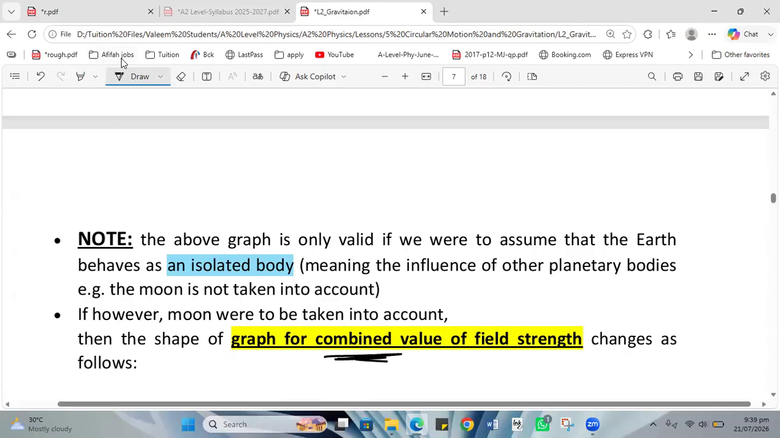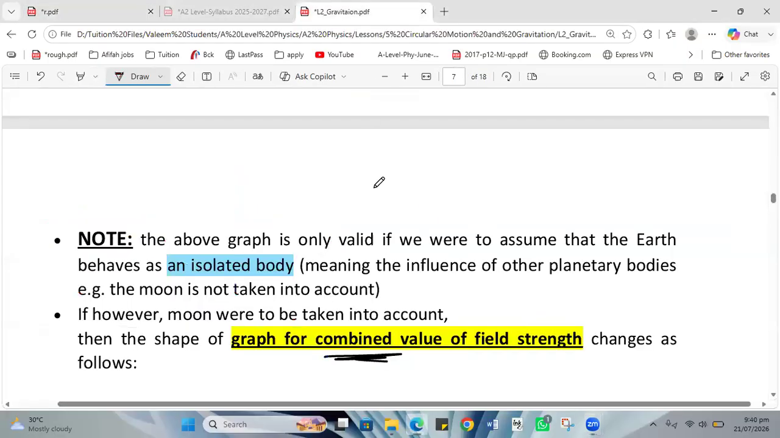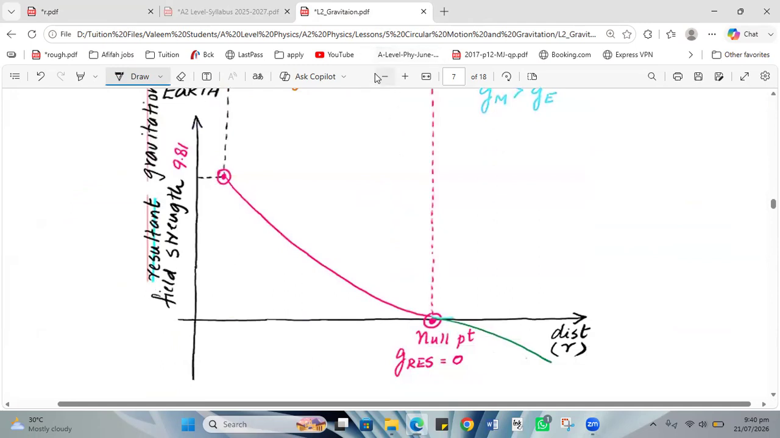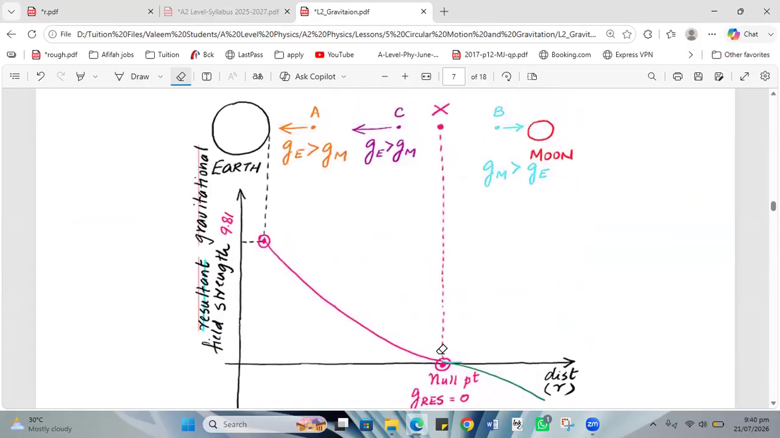This graph that we just went over was for isolated bodies. Now let's look at what if the body is not isolated? How will the graph look like then for g versus r? This is how the graph will look like. Something like this. But let's explain it. Let's look into the detail. Now, let's say on the left side, I have Earth over here. This is Earth. And then this is Moon.